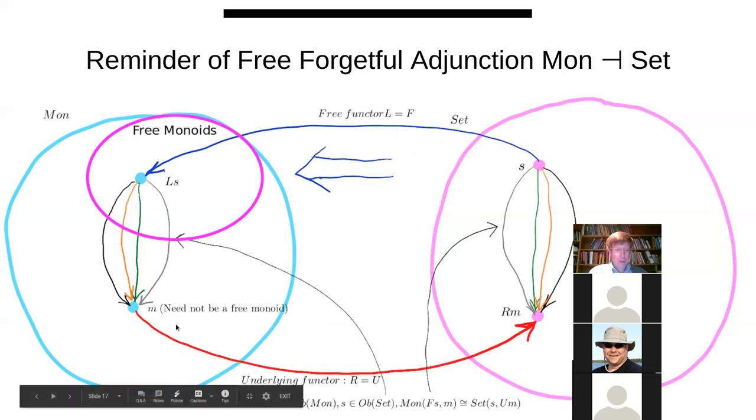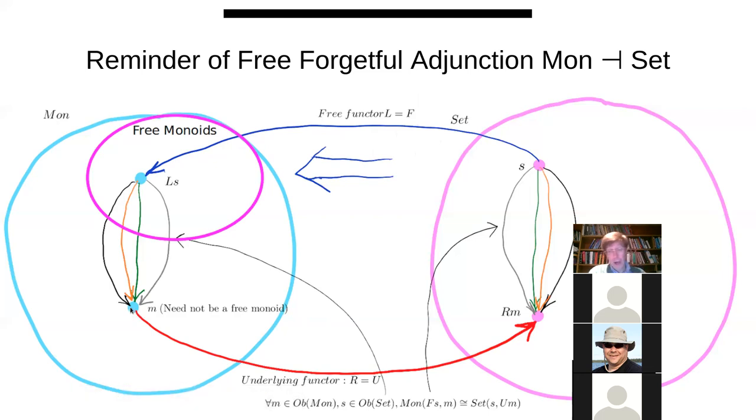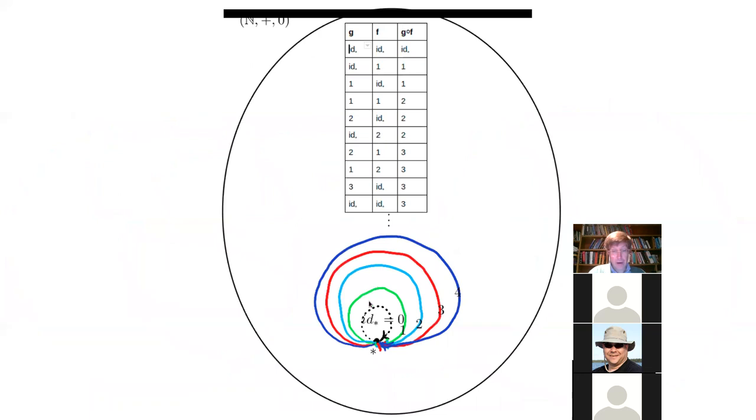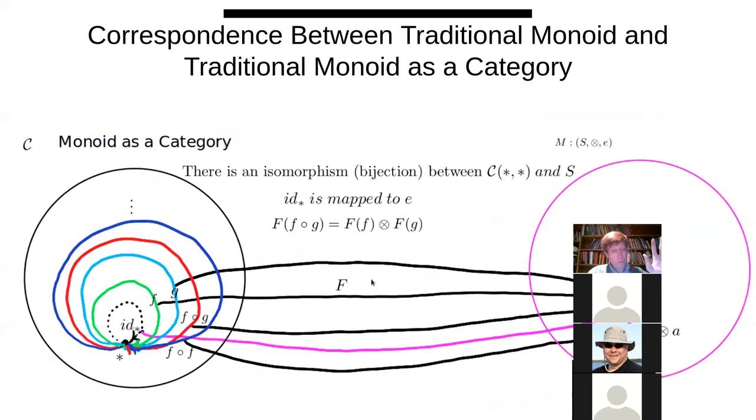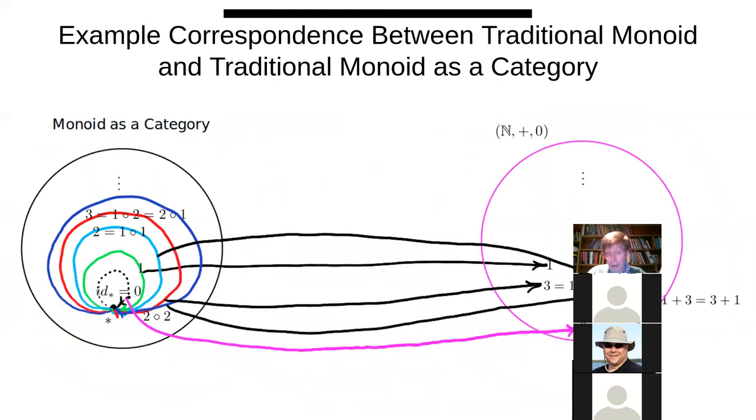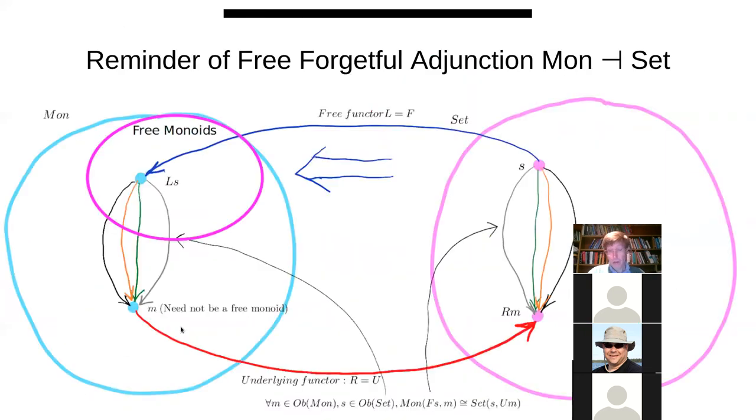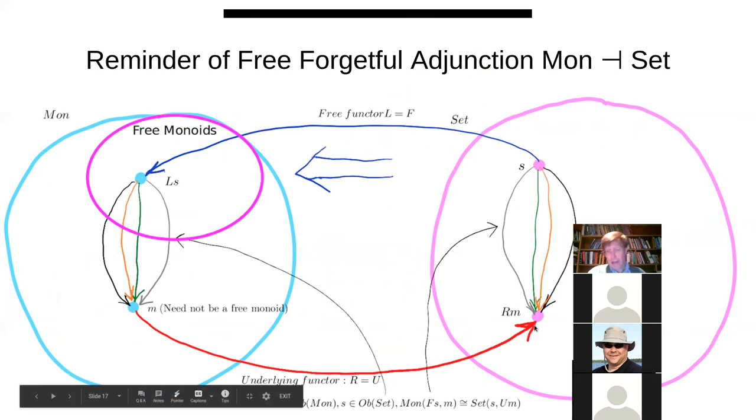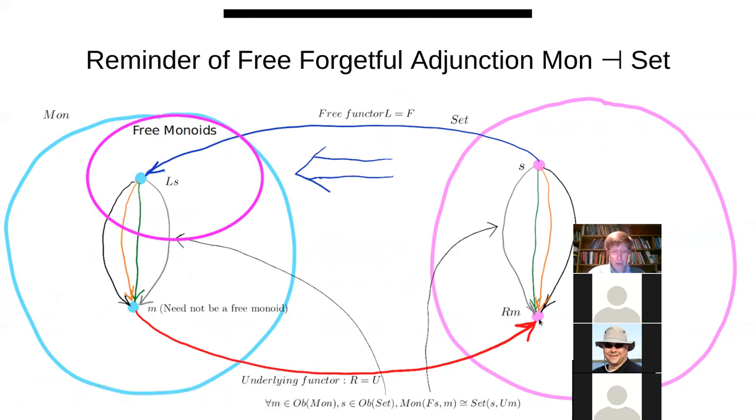But the other functor is the underlying functor. It takes any old monoid M you've picked and it extracts the set which is part of that monoid. Any old monoid is associated with some set. Here we encoded that set in a set of morphisms, but here we're abstracting over how it's encoded. It's just some old set there, whether it's encoded in a homset or whatever internally, it doesn't matter. It has some set as part of the monoid. And we extract that, and that's what RM is, okay? So that's the underlying functor, the forgetful functor.